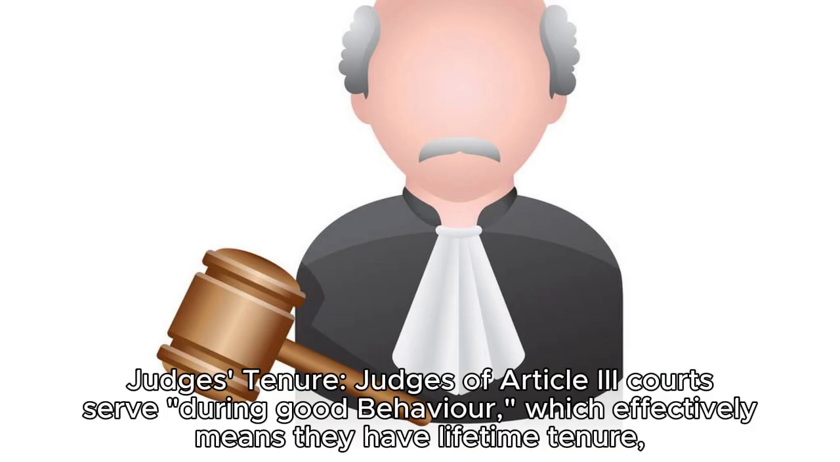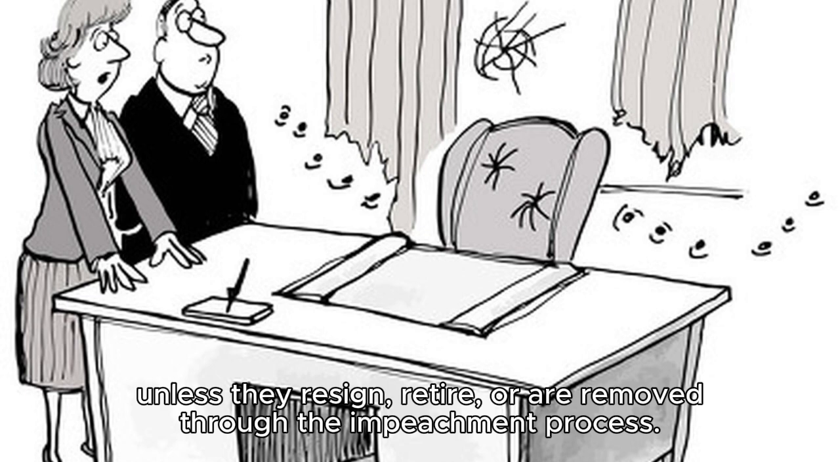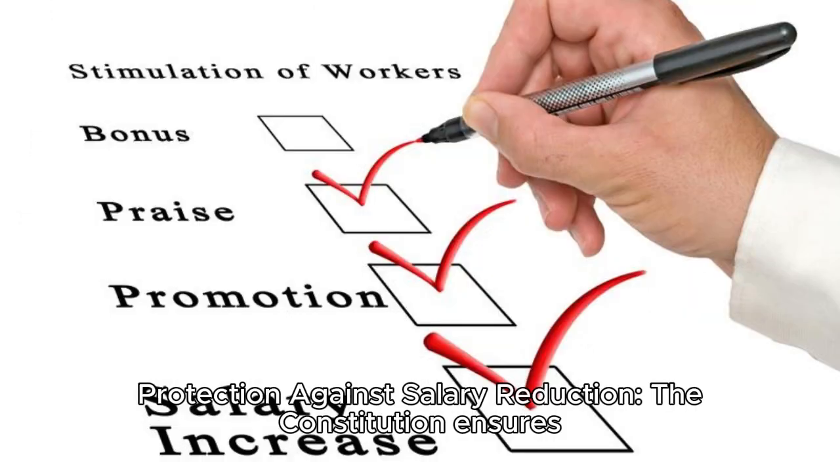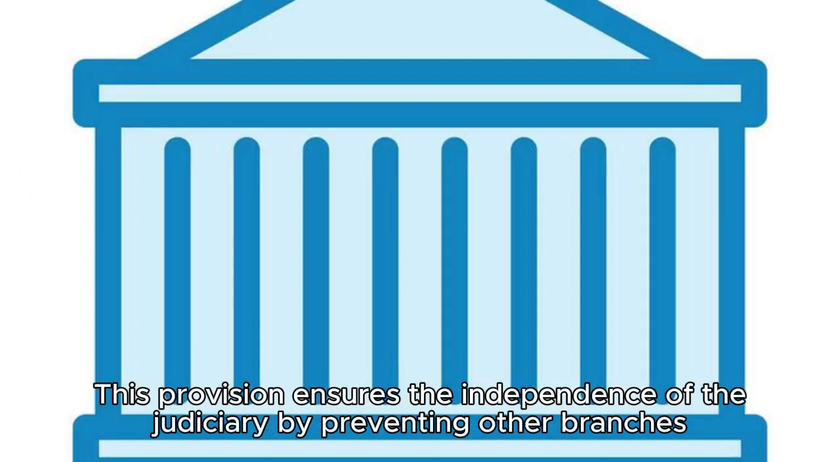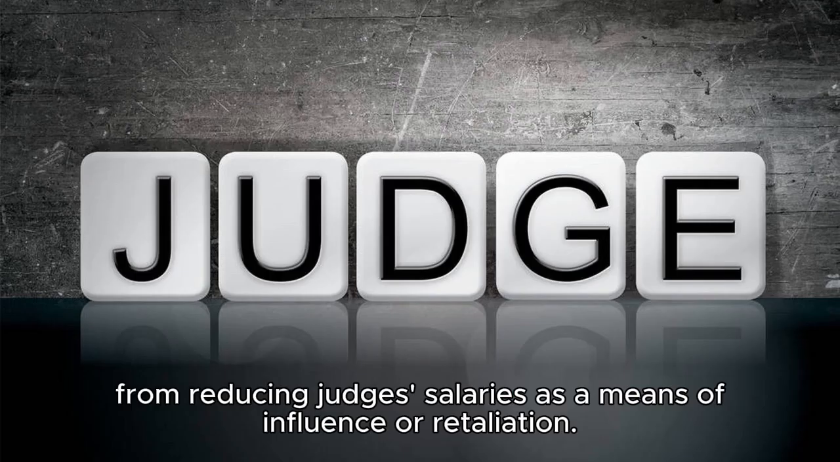Judges' tenure. Judges of Article 3 courts serve during good behavior, which effectively means they have lifetime tenure, unless they resign, retire, or are removed through the impeachment process. Protection against salary reduction. The Constitution ensures that the compensation of Article 3 judges shall not be diminished during their continuance in office. This provision ensures the independence of the judiciary by preventing other branches from reducing judges' salaries as a means of influence or retaliation.